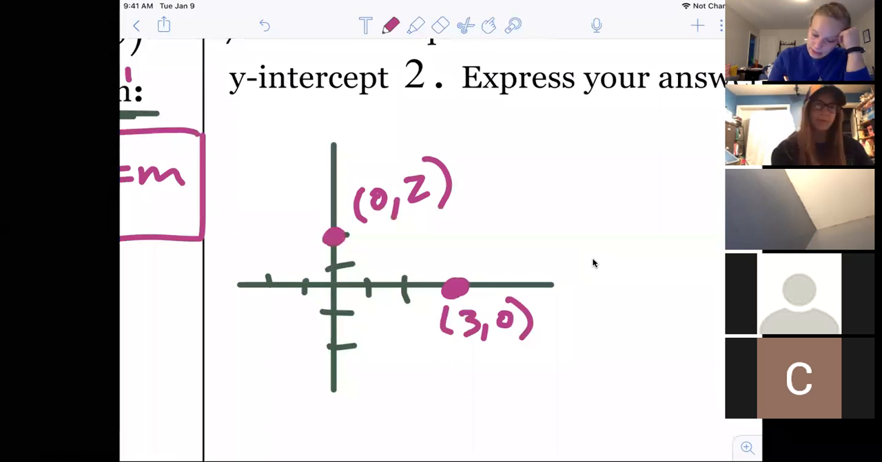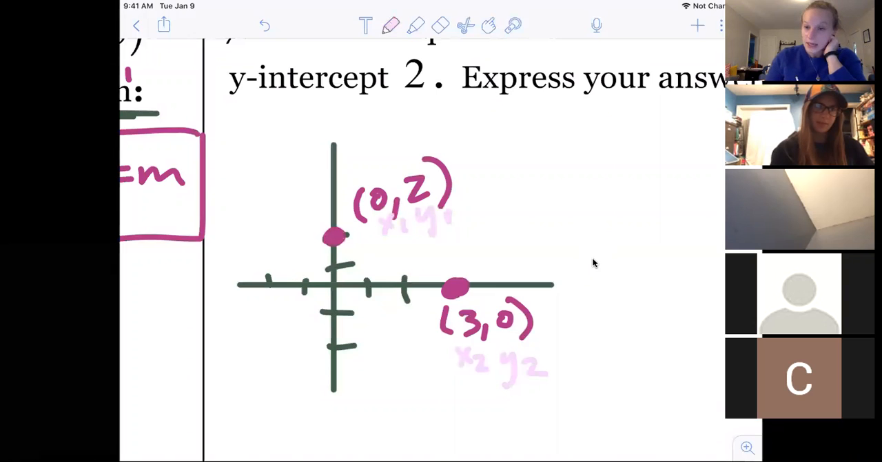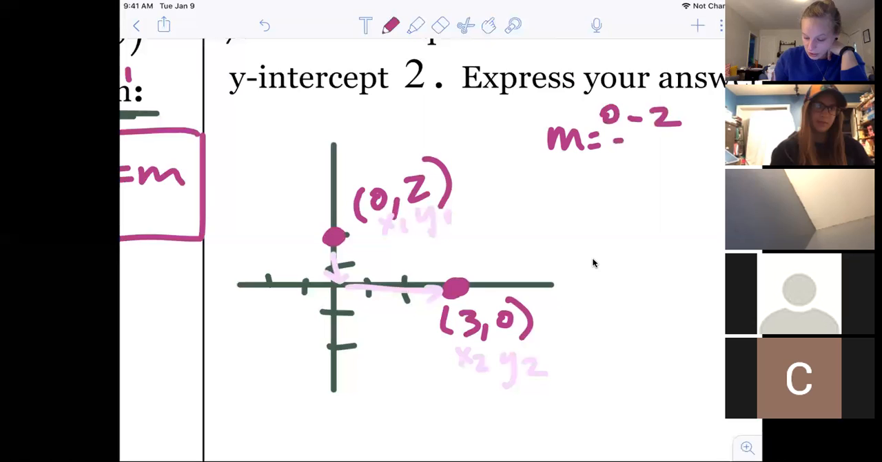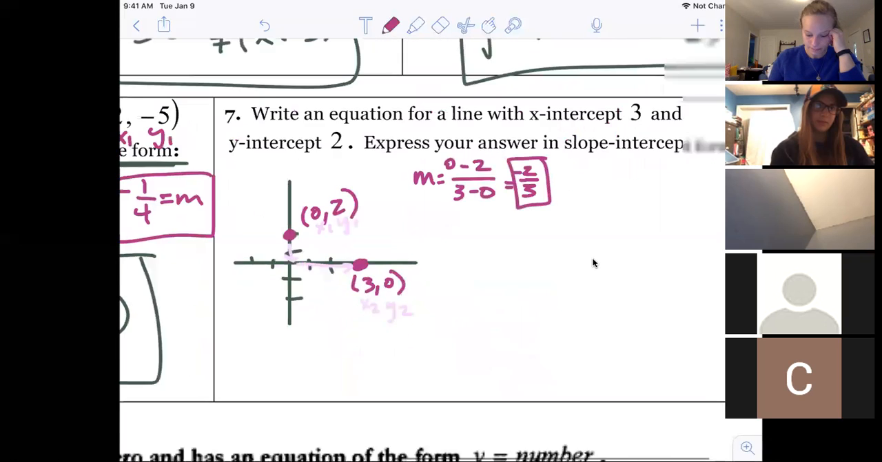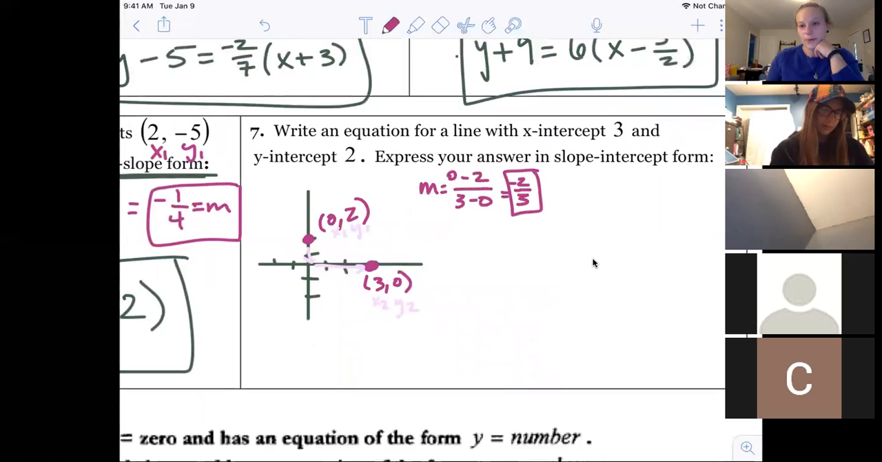So now I have some points. I've got an x1 and a y1, and I've got an x2 and a y2, and I can find my slope from here. Some of you might also just want to count from these points. You might be like, all right, we went down this many, we went over that many. It doesn't matter. Either way is fine. I'm going to do the algebra out. I'm going to do 0 minus 2 over 3 minus 0, which is negative 2/3. And if you counted down and then to the right, you should also have gotten negative 2/3. So that's my slope. I want to write this in slope-intercept form. So I have my slope. Can somebody help me write it all the way in slope-intercept form?